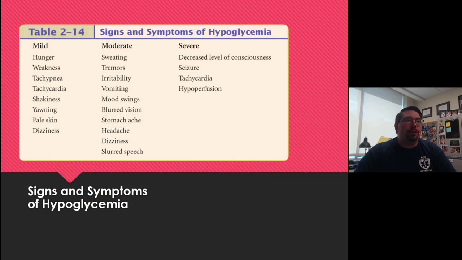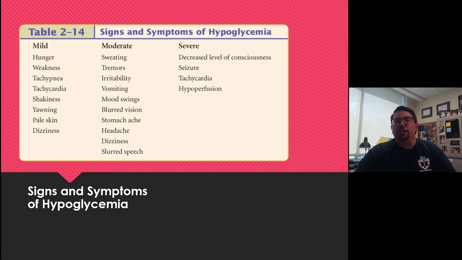Some of the signs and symptoms that you're going to be able to see for hypoglycemia, for mild, sugar levels being low: hunger, weakness, tachypnea, tachycardia, shakiness, yawning, pale skin, and dizziness. That could really be almost anything. Moderate: sweating, tremors, irritability, vomiting, mood swings, blurred vision, stomach ache, headache, dizziness, and slurred speech. Again, a little bit more significant symptoms, but pretty wide under the gamut.